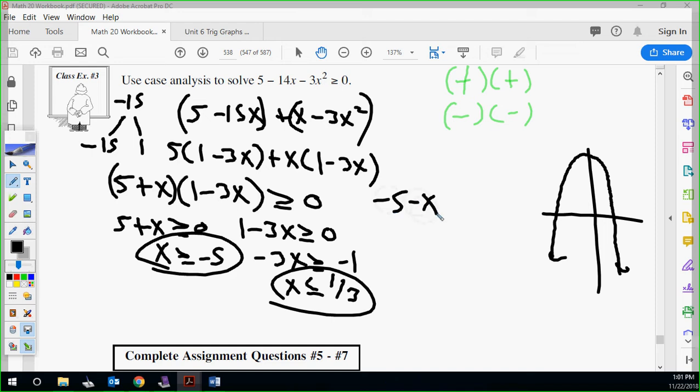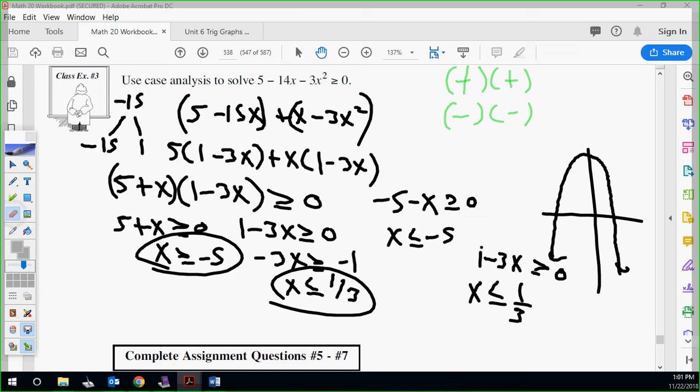Negative 5 minus x greater than or equal to 0. So that's going to be add x. I'm just going to add x. This will be x less than or equal to negative 5. So this one's going to give us the opposite. That does happen sometimes with these ones. Add 3x. So that's x less than 1/3. Did I get x less than 1/3? If I add that over, yeah, 1/3. Oh, I didn't flip it.